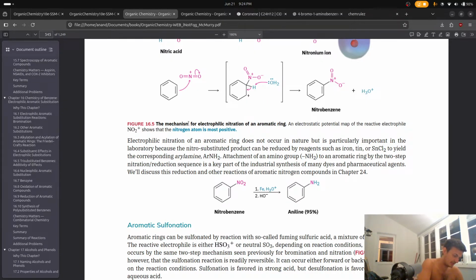Iron and acid, then base, or hydroxide, and we get aniline, which is used in many dyes.